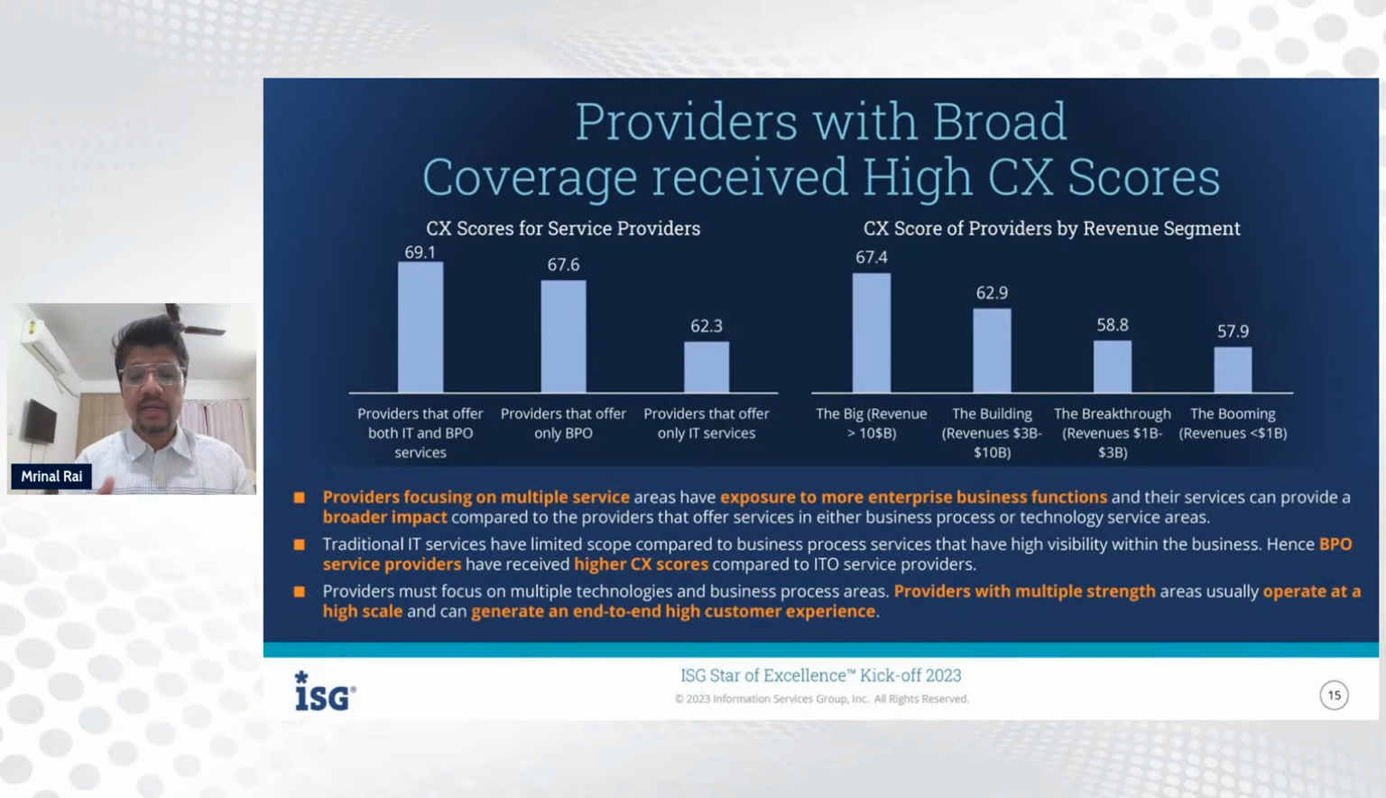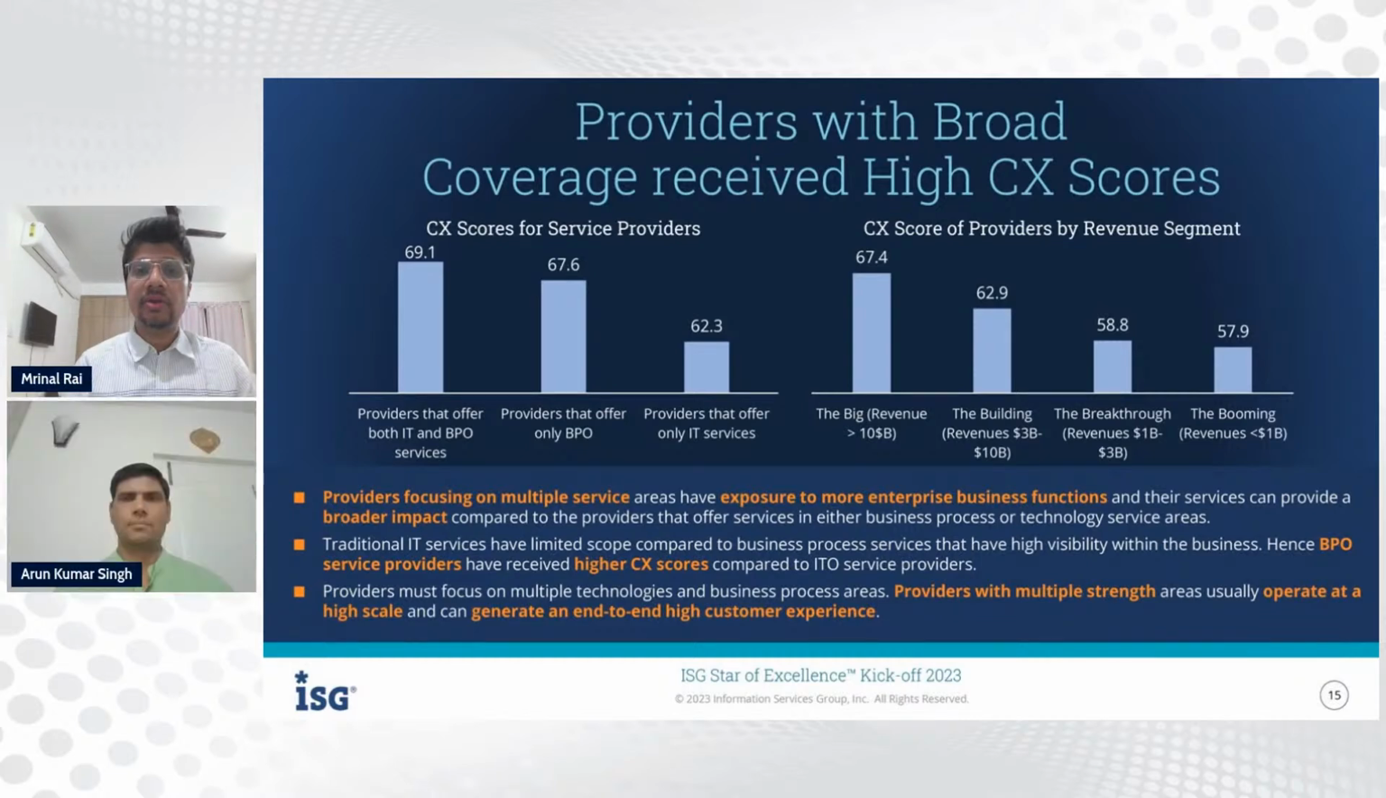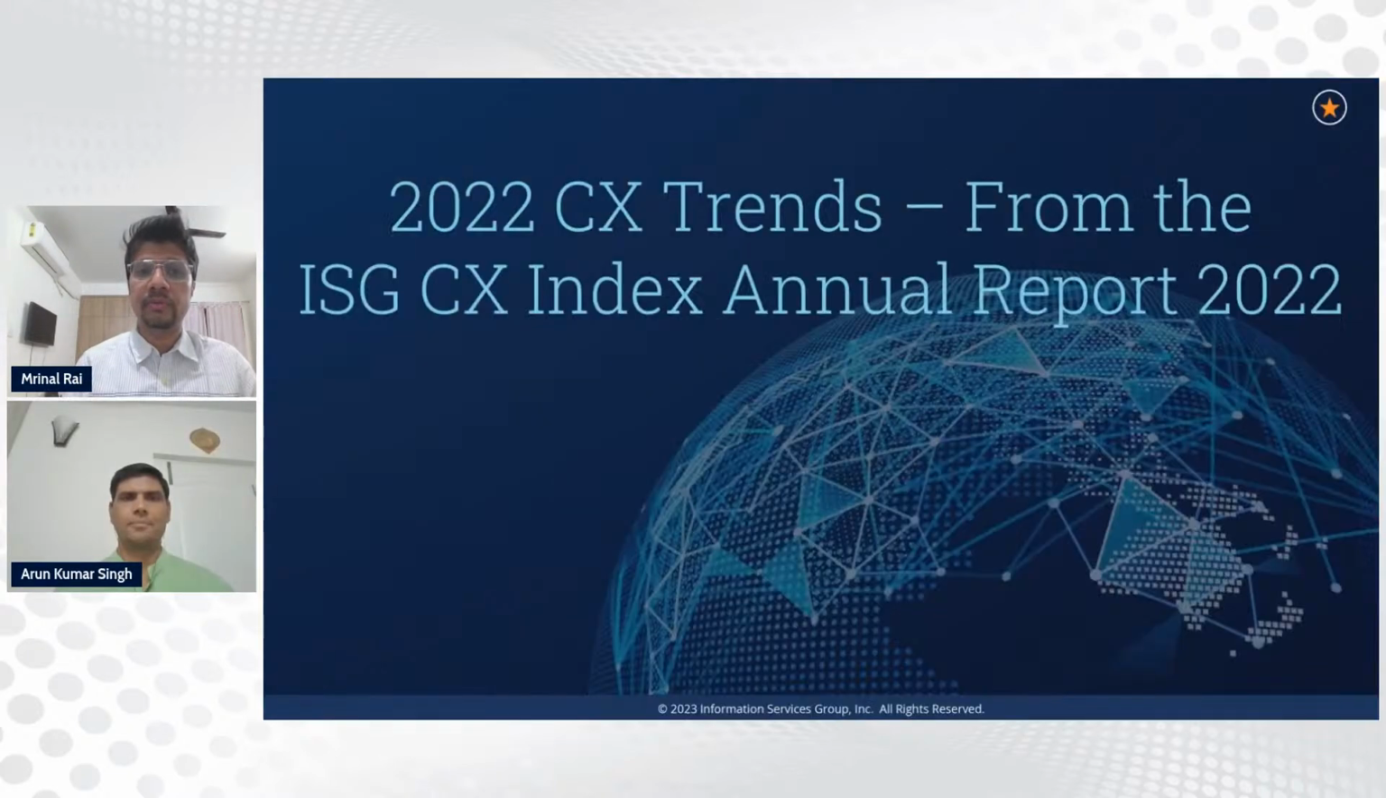So ISG publishes these insights as a form of quarterly CX index reports. As Jan Erik mentioned, we publish four quarterly index reports. We call them CX index reports, and the quarter four report is the annual CX index report, which talks about the CX trends across different categories. We recently released the CX index annual report, and my colleague Arun has authored that report, and he has joined us today. So I'll pass it on to Arun to take us through the insights on the CX index annual report. Arun, over to you.